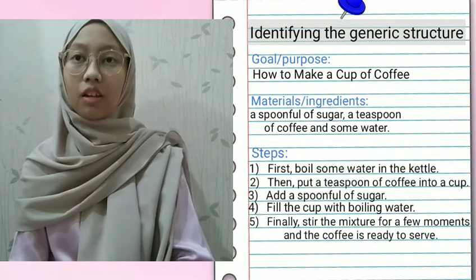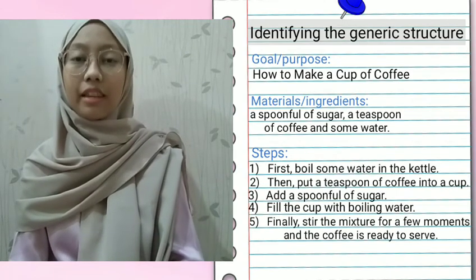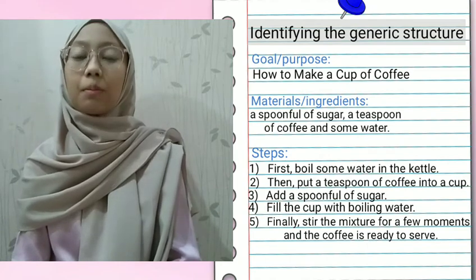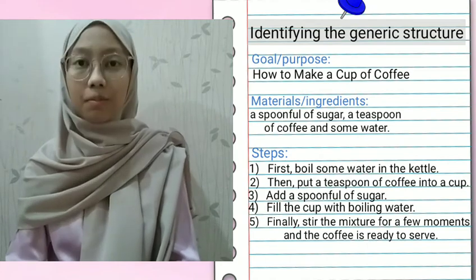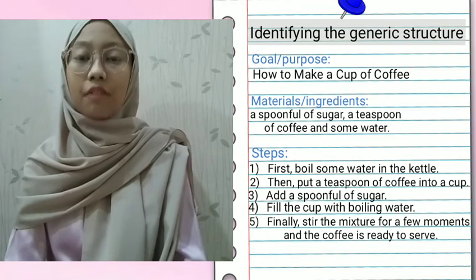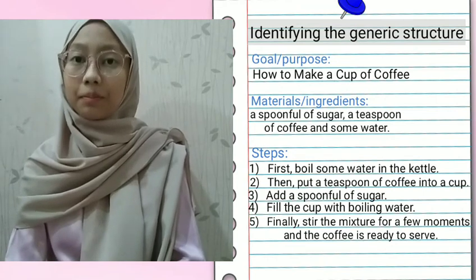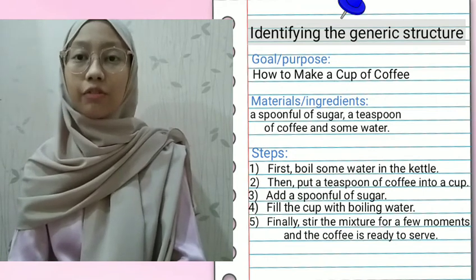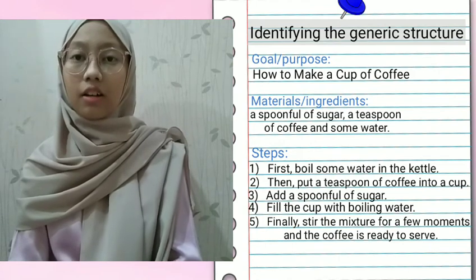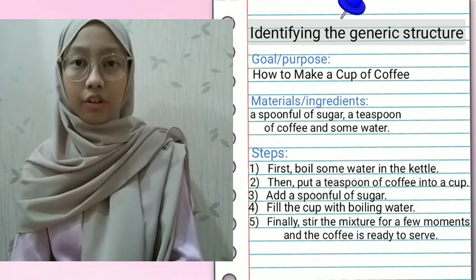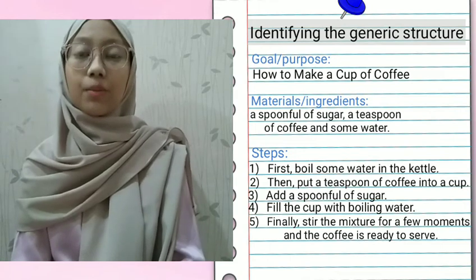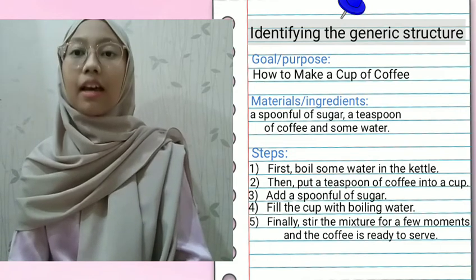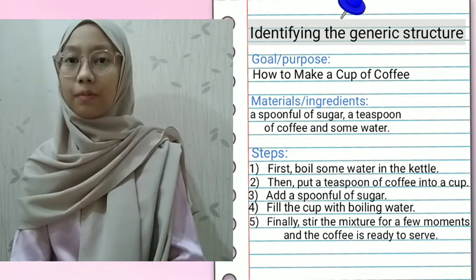The step is first, boil some water in the kettle, and then second, put a teaspoon of coffee into a cup, and then add a spoonful of sugar. Fill the cup with boiling water, and finally stir the mixture for a few moments, and the coffee is ready to serve.